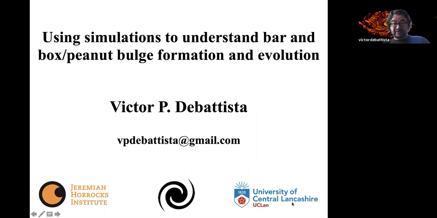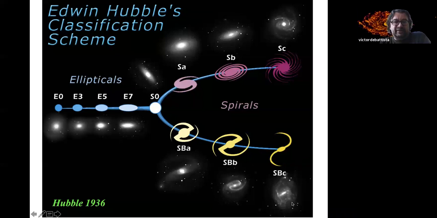So, right, without further ado, as you're probably well aware, we classify galaxies using, well, the simplest way is using Hubble's classification scheme into elliptical galaxies. And then we have the tuning fork diagram, the two arms of the tuning fork, spiral galaxies and the barred galaxies. And what this talk will be about is this branch of Hubble's classification scheme.